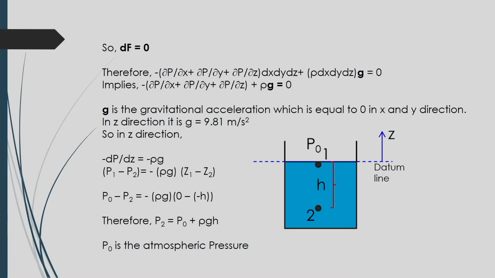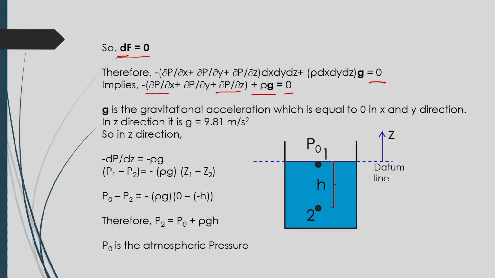Therefore, if we substitute dF equal to 0 on the left hand side of this equation, we get minus dou p dou x plus dou p dou y plus dou p dou z, plus rho g, equals 0. Here g is acceleration. In general g can be regarded as a general acceleration, but if it acts in the vertical direction, then you consider it as gravitational acceleration. Otherwise, in other directions you consider a certain value of acceleration other than gravitational acceleration.